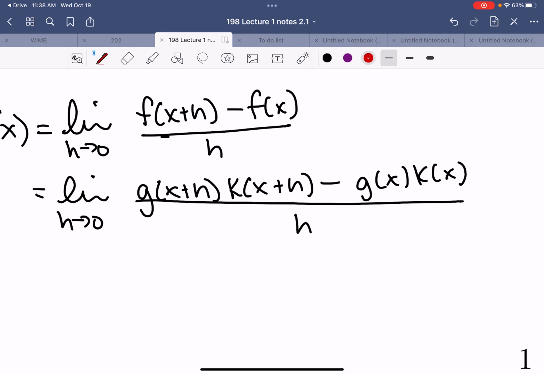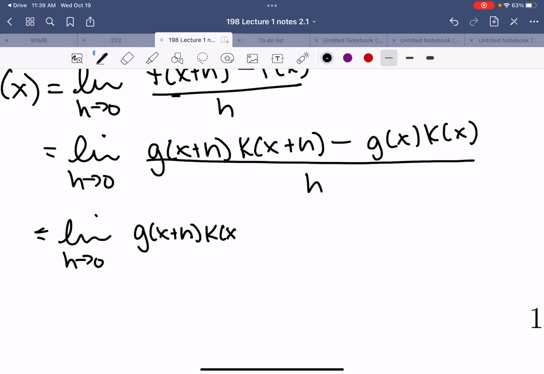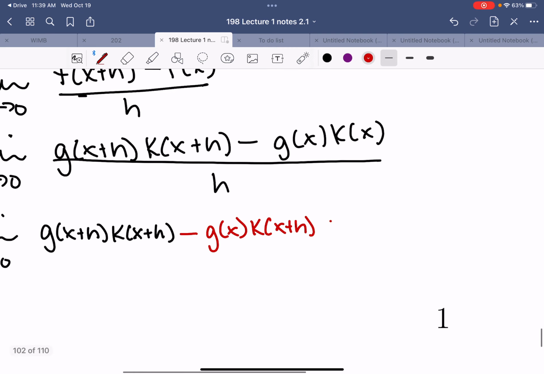So what I'm going to do is put in and take out a term so that I have more stuff to work with. I'm going to keep my g of x plus h times k of x plus h. Then I'm going to subtract g of x times k of x plus h. So I subtracted a term. Now I'm going to add it back in.